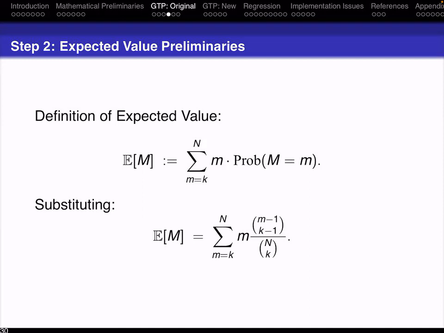So if we put in the probability from the previous slide, it's m minus 1 choose k minus 1 divided by n choose k. And that's the expected value of m. So we want to calculate what this is. Does anybody have any thoughts about how we might do this calculation? We have to execute this sum. And it's a sum over m. So what might we do?